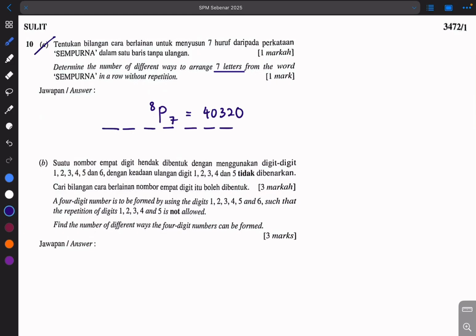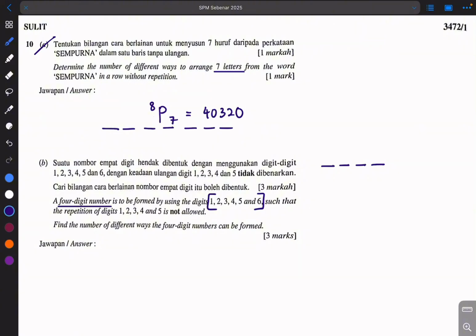Let's look at B. A 4-digit number is to be formed by using digits 1 to 6 such that we want to make a 4-digit number, such that the repetition of digits 1, 2, 3, 4, 5 is not allowed. So 6 can repeat unlimited times. Okay, so we want to find the number of different ways for digits.